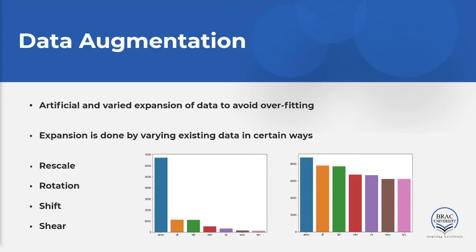We have also shifted the images both vertically and horizontally, as realistically images fed into the model will not always be centered. We have also sheared the images randomly up to 20%, as images will not always be captured from a perfectly horizontal position.